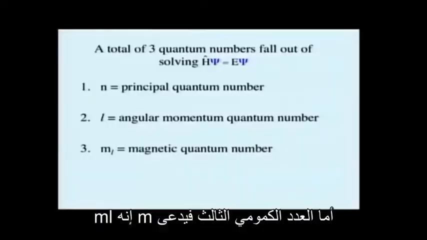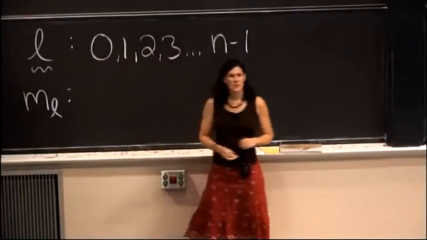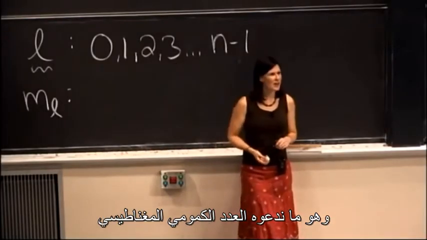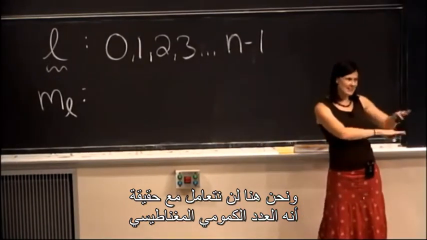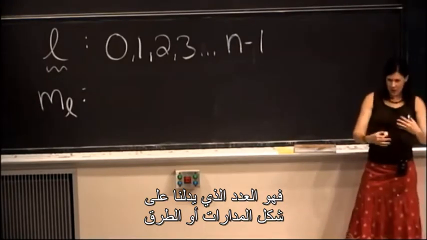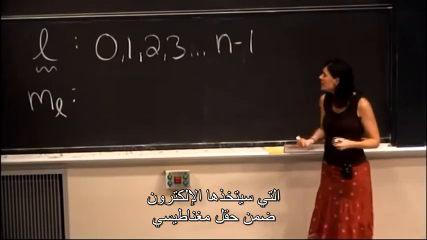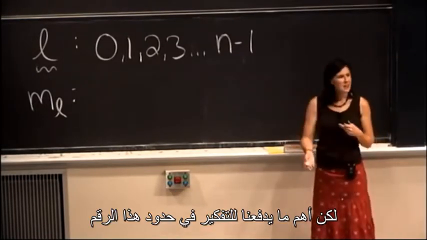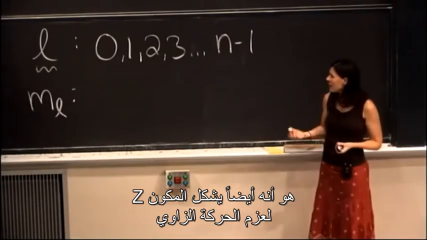And the third one is called m. It's also called m sub L. This is what we call the magnetic quantum number. We won't deal with the fact of its being the magnetic quantum number here. That kind of tells us the shape of the orbital or the way that the electron will behave in a magnetic field. But what's more relevant to thinking about the limits of this number is that it's also the z component of the angular momentum.